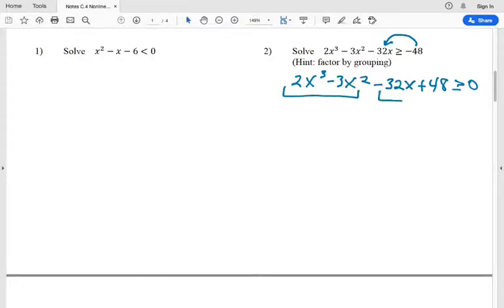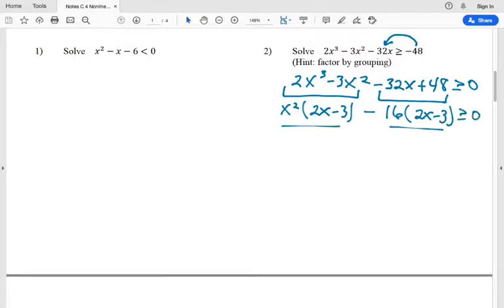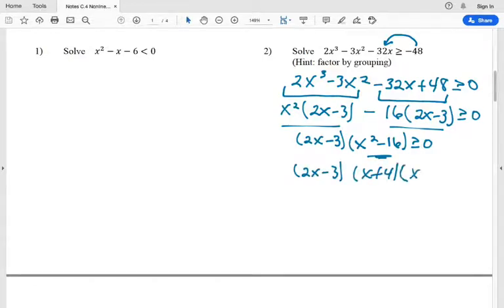I'll group those first 2 and the last 2. I'm going to pull an x squared out, and that leaves me with a 2x minus 3. Here I'll pull -16 out of those, so I'm left with 2x minus 3. All right, between this term and this term, I have a greatest common factor of 2x minus 3. And when you pull that out, you're left with x squared minus 16. And then that difference of squares right there factors to be x plus 4 times x minus 4.